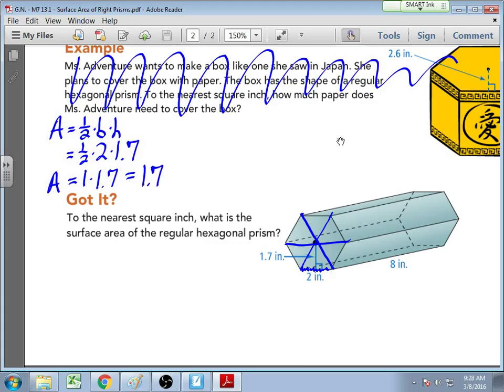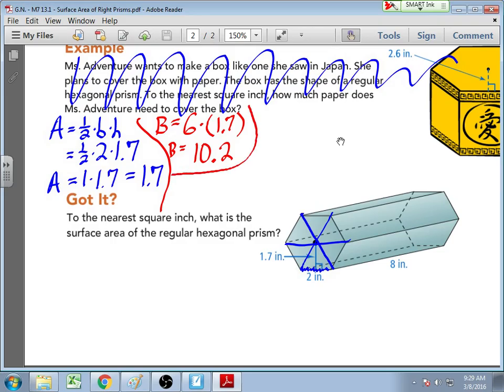So then, to find my big B, that'll be 6 times the triangle area because we have a hexagon. So it's going to be 6 times that 1.7. Now, if we had an octagon, it'd be 8 times. If we had a decagon, it'd be 10 times, because it's how many triangles do you have. So 6 times 1.7 gives me 10.2, right? So that's my big B.